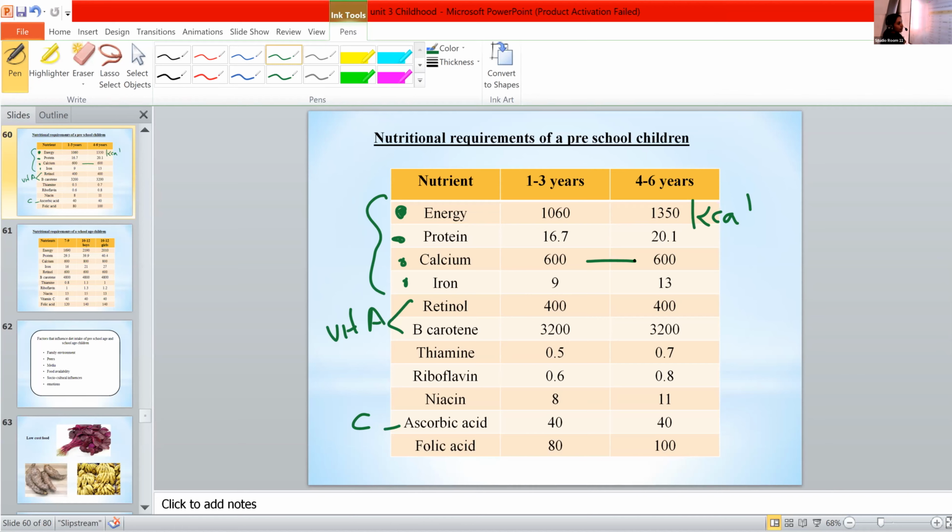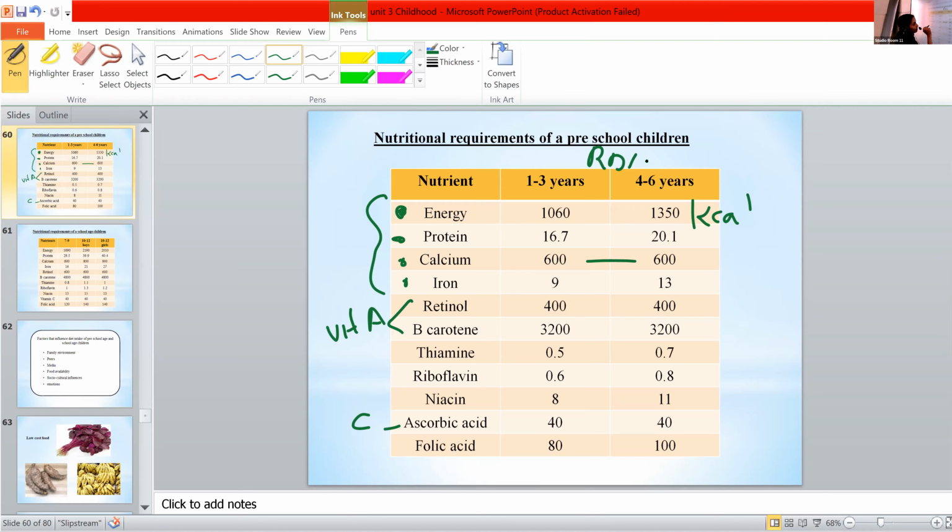And retinol is 400. Beta carotene 3200. Thiamine 0.5, riboflavin 0.6, niacin 8, ascorbic acid 40, and folic acid 80. These are the values of RDA.